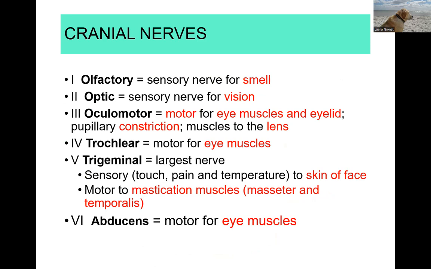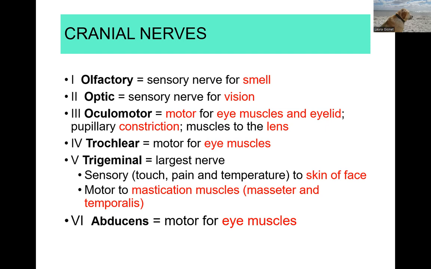Cranial nerves 3, 4, and 6, oculomotor, trochlear, and abducens, are associated with eye movement. When we get to special senses, you'll know exactly which muscles they provide the nerve supply for. That's easier when you actually see the muscles, and then you can put together which ones are innervated by oculomotor, which by trochlear, which by abducens. But oculomotor doesn't just innervate muscles that attach to the eye and move the eye.